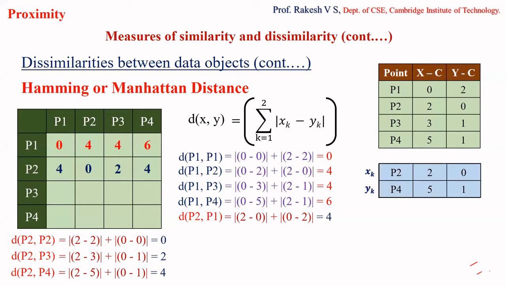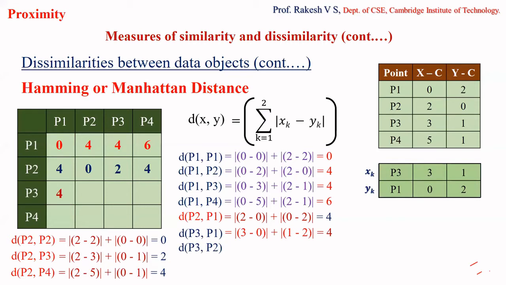Next, P2 is done. For P3, I will consider P3 with P1 first. So the xk value is 3, 1, yk value is 0, 2, right? So what will it be? 3 minus 0 plus 1 minus 2, which is equal to 4. So I'm going to tabulate it as 4.